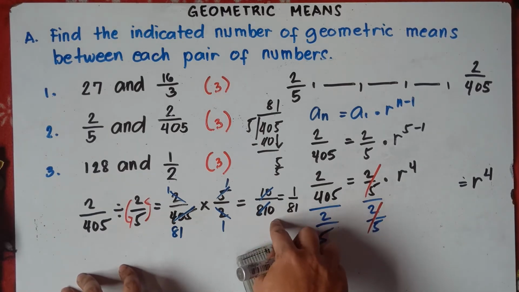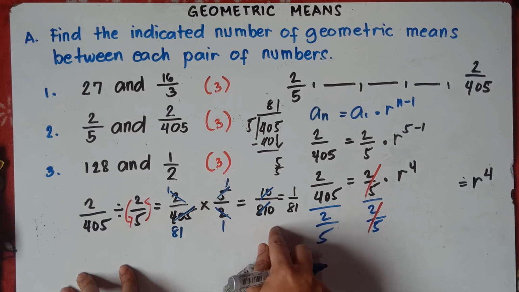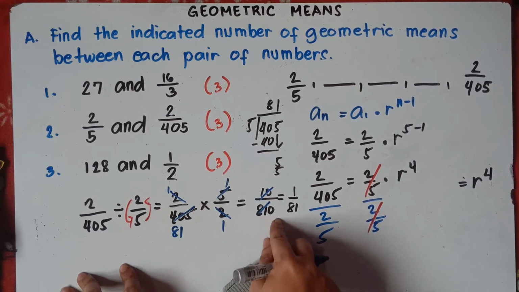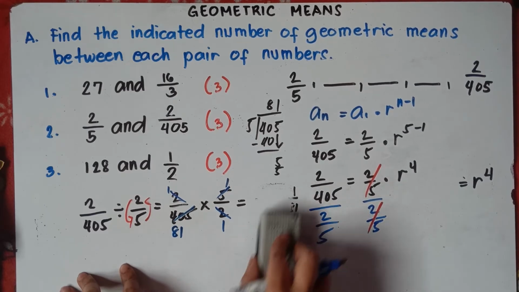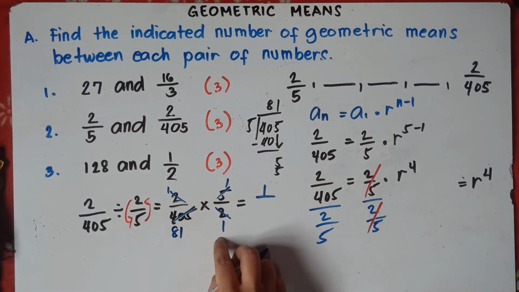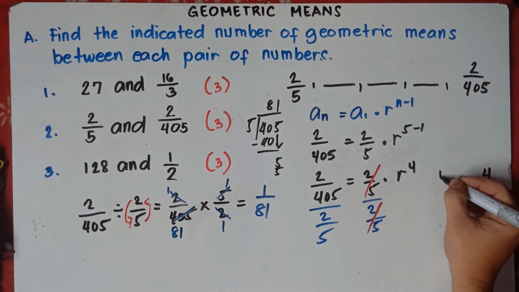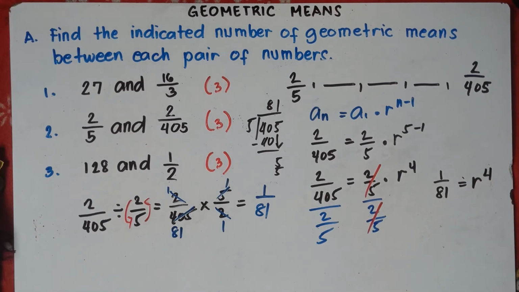Alright, so let me just erase this one. You can pause the video, class, with regards to the long method. But if I will be the one who will answer this one, I will not answer this one because this is quite complicated. It will take time. So if you can crisscross, go ahead, crisscross. So 1 times 1 is 1. 81 times 1 is 81. So this will be 1 over 81.